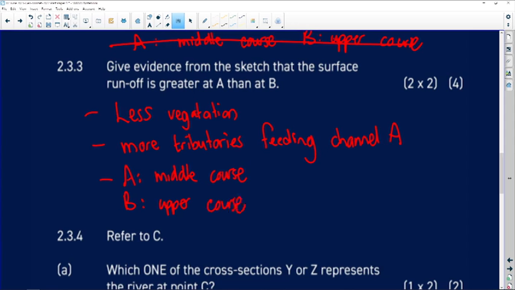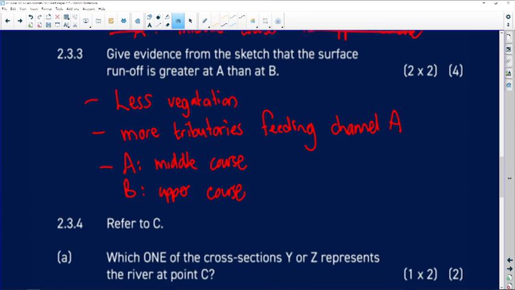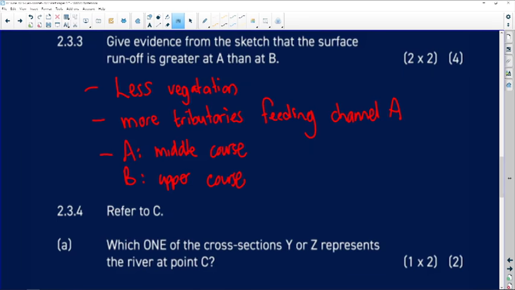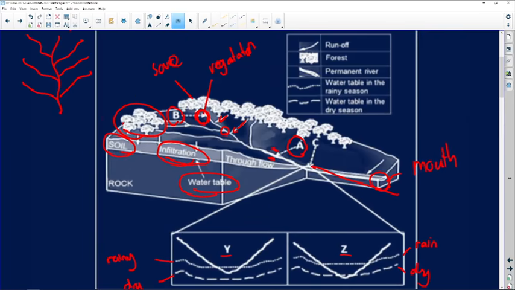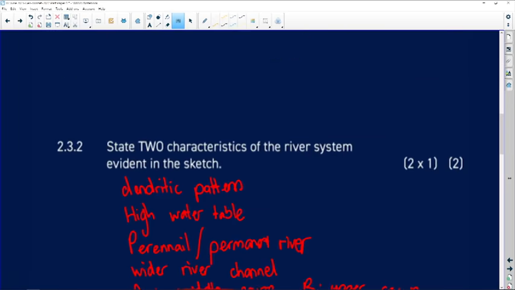Okay, our next question asks 2.3.4, refer to C. Which one of the cross sections, Y or Z, represents the river at point C? Now let's just quickly go back. So which one, Y or Z, represents C? Now I would say immediately Z. Why? You can see because of the amount of volume of water, it's in the lower course, there's going to be water inside the river even during dry season. So the correct answer over there will be Z.